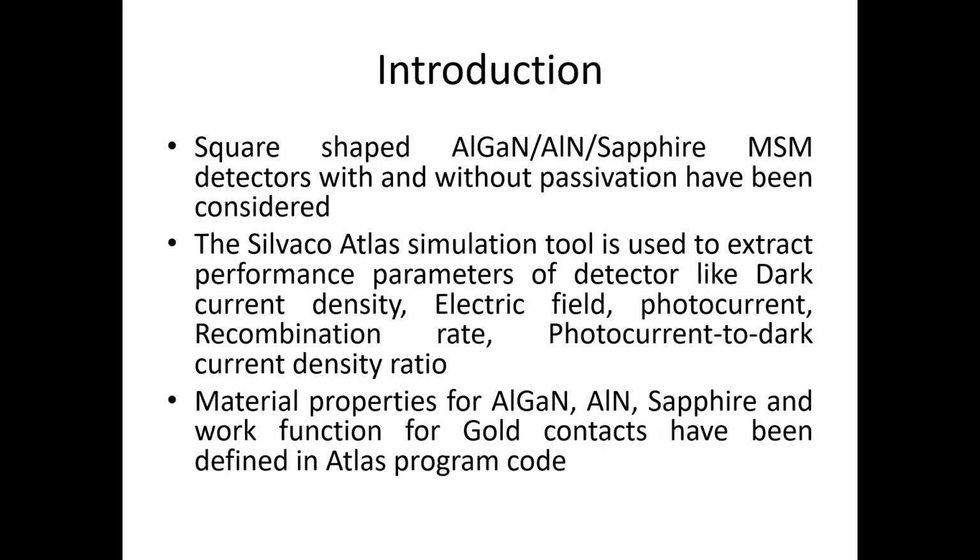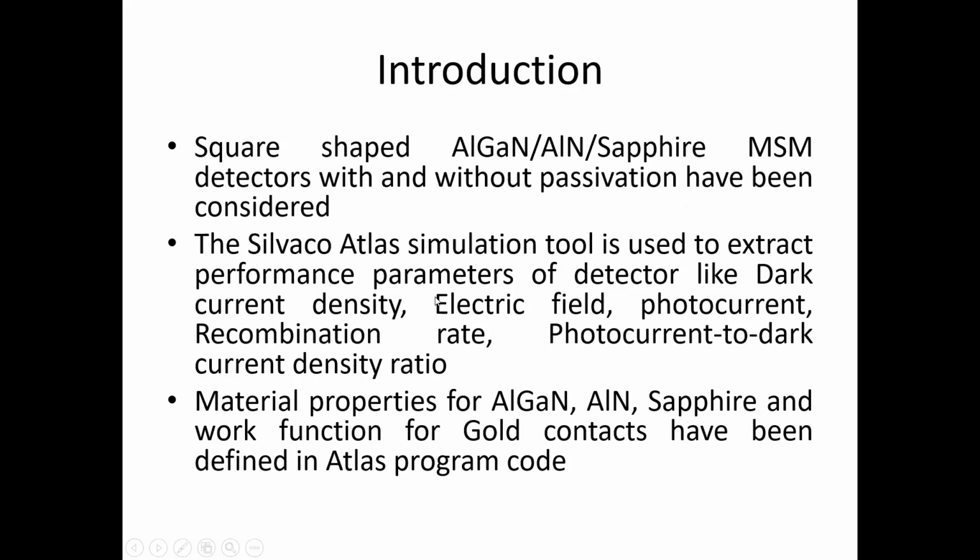The MSM detector which we have selected in our present work is based on AlGaN material, and beneath the AlGaN layer, we have used aluminum nitride just to minimize the surface defects in the AlGaN layer, and the substrate is sapphire. We have utilized a square-shaped MSM detector with and without passivation layer just to compare the performance parameters of both detectors. Silvaco Atlas simulation tool has been utilized.